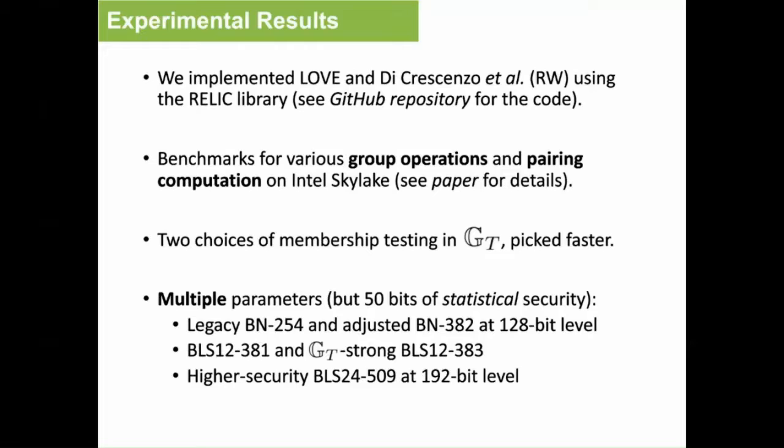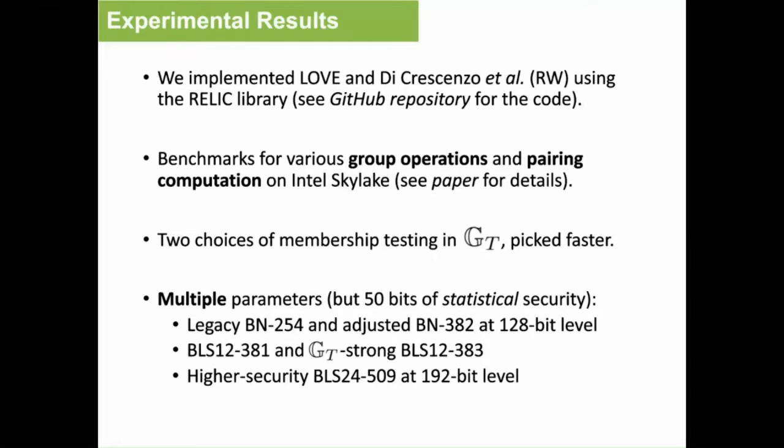Timings were taken as the average of 10,000 executions on an Intel Skylake machine. All the numbers for this set of benchmarks can be found in the paper. We omit them here to save some time, but they could be interesting for your own protocol if you are implementing some pairing-based cryptography. For membership testing in GT in particular, we have implemented 2 different choices, a more conservative and a more efficient approach, and picked the faster one.